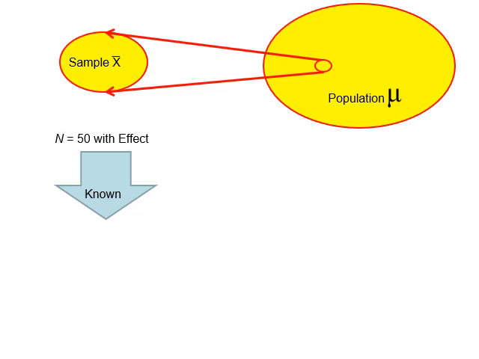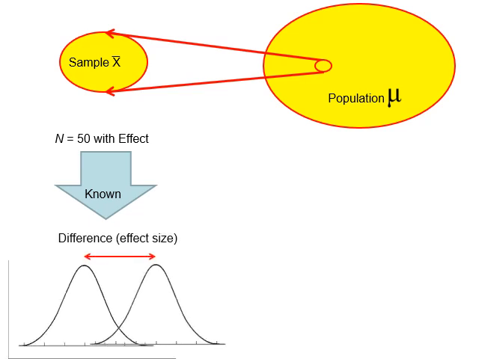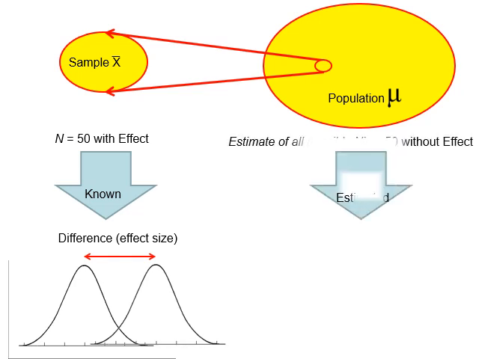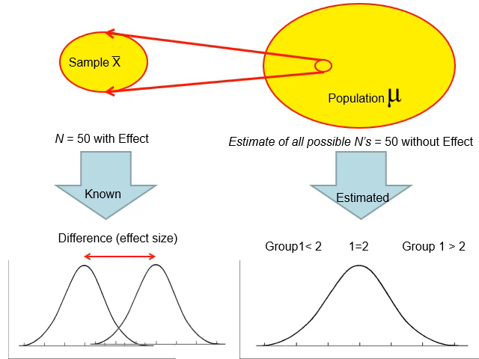I run my study, I find an absolute difference, and I'm going to look at the statistical reality of that difference. I'm going to look at the effect size. How big is the difference between group 1 and group 2 in their test performance? And I'm going to then compare that to the population estimate of all possible samples of 50 without an effect. How often would we find just random fluctuations between groups in the population of the sample?